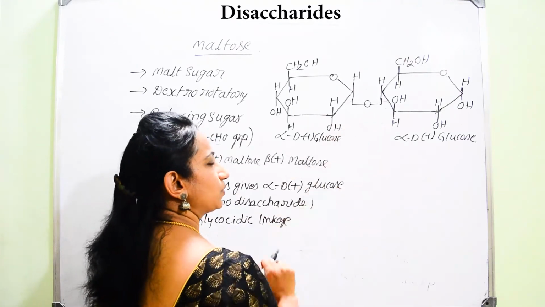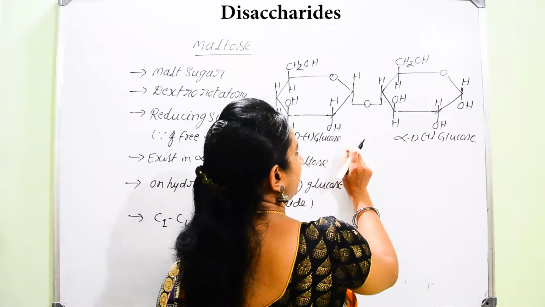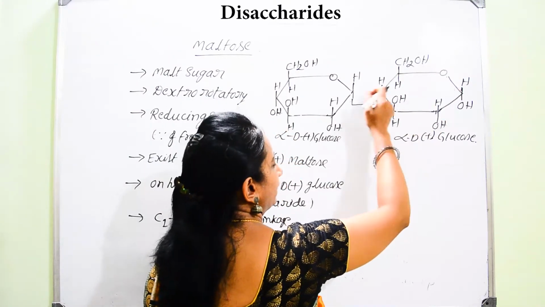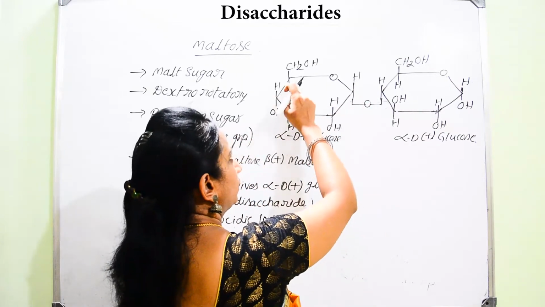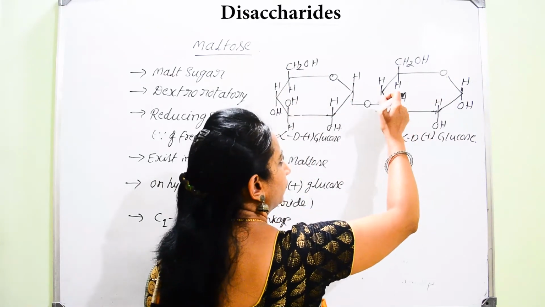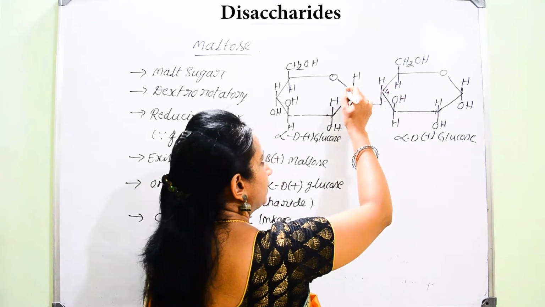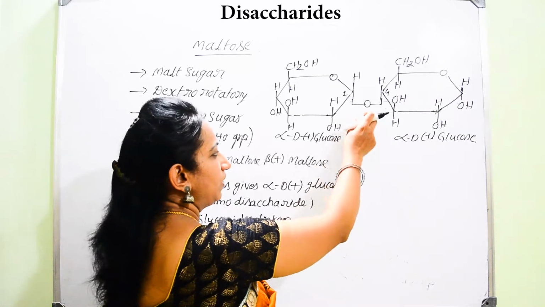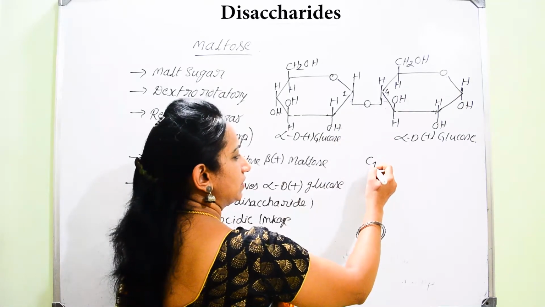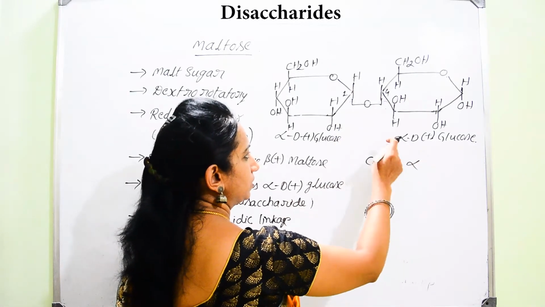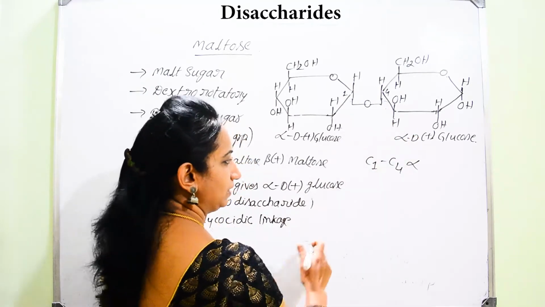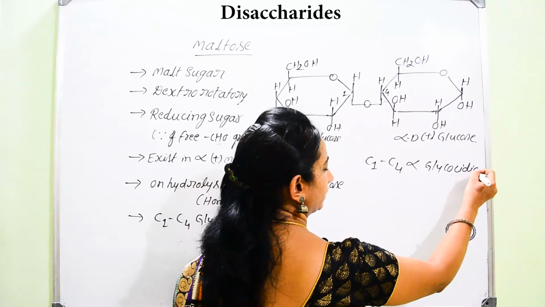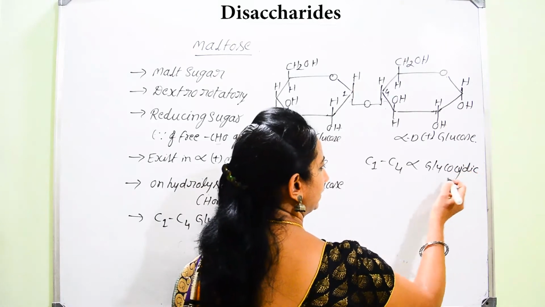What type of glycosidic linkage? You can give the numbering for this glycosidic linkage. So the carbon atoms are first, second, third, fourth, fifth, sixth. First, second, third, fourth. Now this is the fourth carbon atom. This is the first carbon atom. We can represent it as a 1,4 alpha glycosidic linkage. C1, C4, so it is linked by an alpha glycosidic linkage.